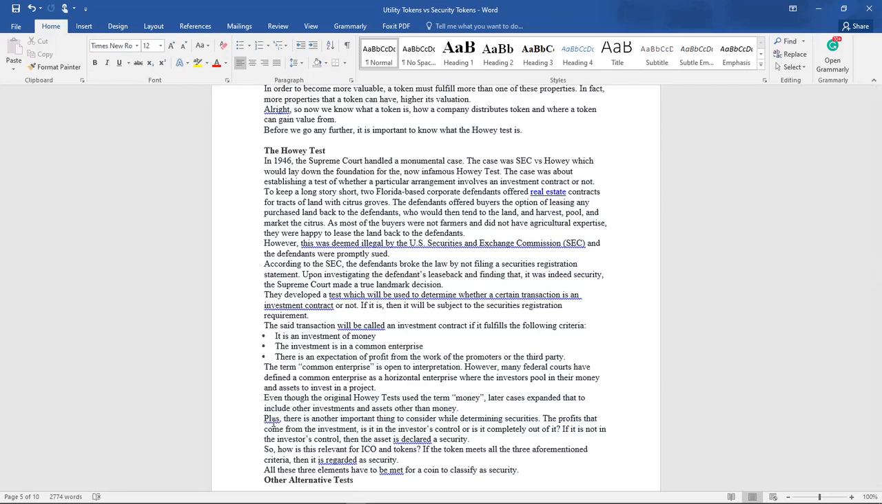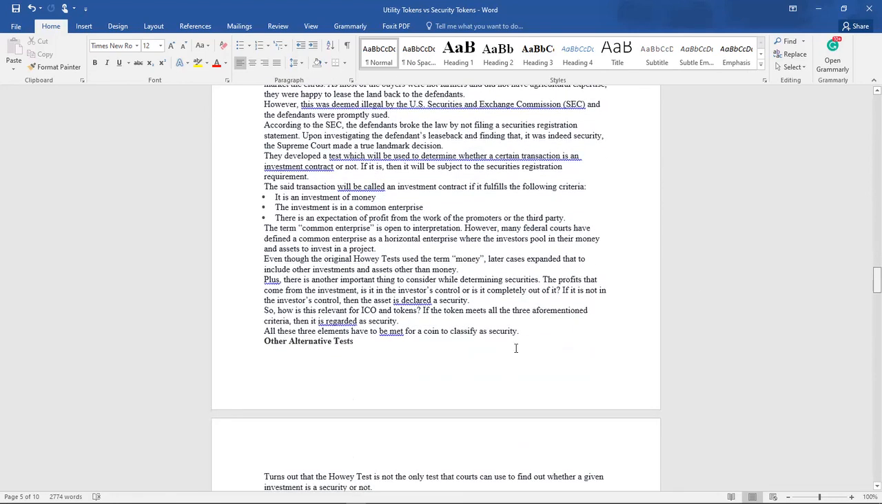The profit that comes from the investment: is it in the investor's control or is it completely out of it? If it is not in the investor's control, the asset is declared as a security. However, how is this relevant for ICOs and tokens? If the token meets all three aforementioned criteria, then it is regarded as a security. All three elements have to be met for a coin to be classified as a security.